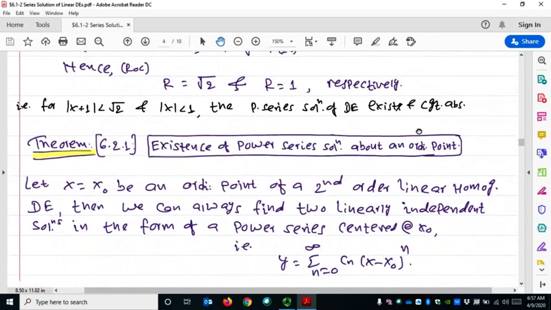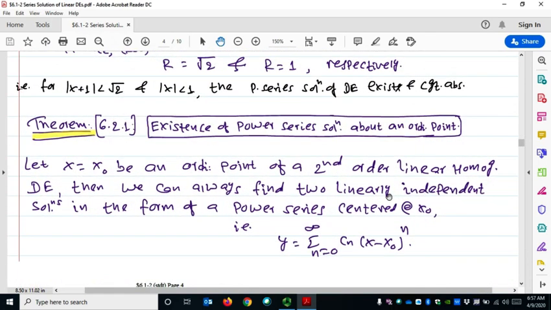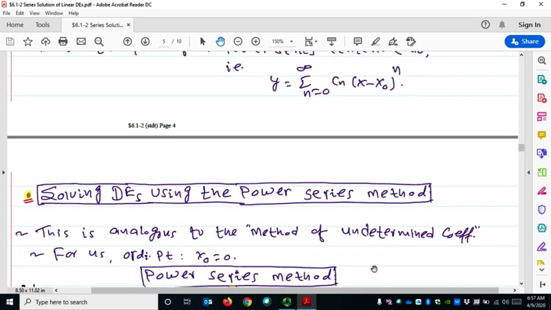So let me state one theorem: existence of power series solution about an ordinary point. Let x0 be an ordinary point of a second order linear homogeneous differential equation. Then we can always find two linearly independent solutions in the form of a power series centered at that ordinary point: y equals the power series centered at x0, where x0 is the ordinary point. Awesome. So let's move on.